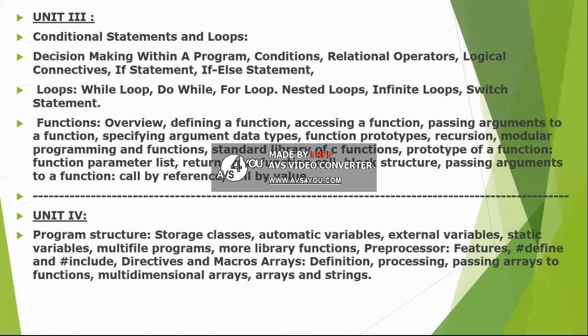In unit 4, you'll be learning about program structure, automatic variables and external variables, static variables. Then we have multi file programs, more library functions, preprocessor features, define and include directives. Then we have macros, arrays, array definition, and arrays with string. So in unit 4, we'll be dealing with program structure.